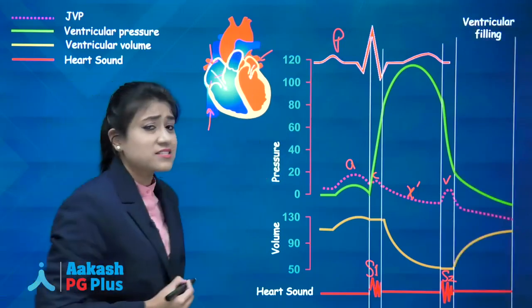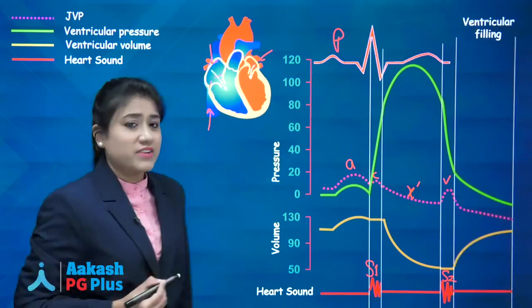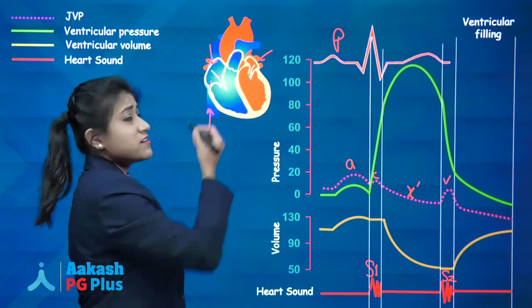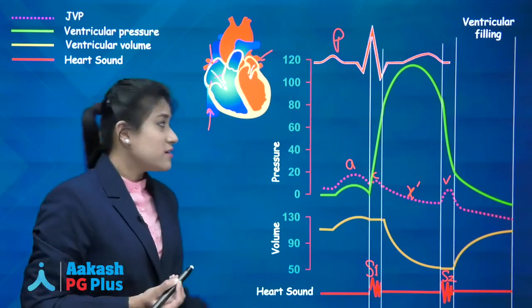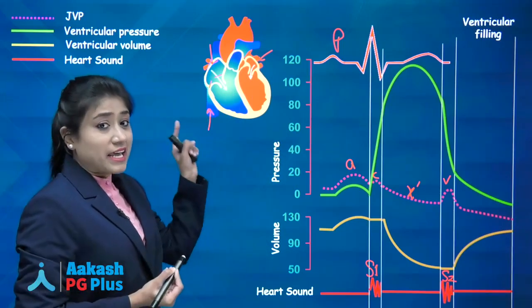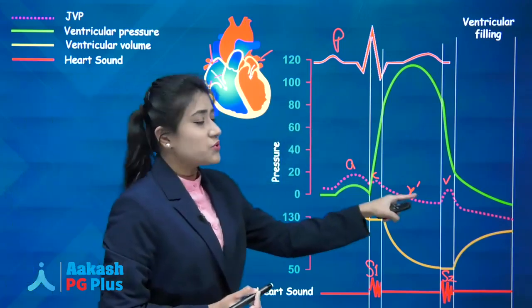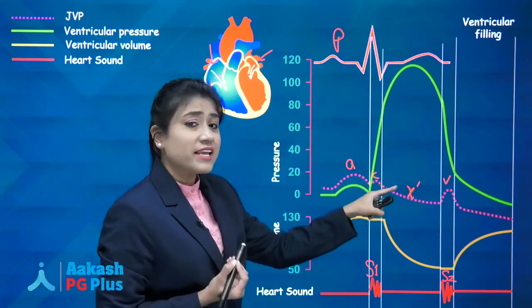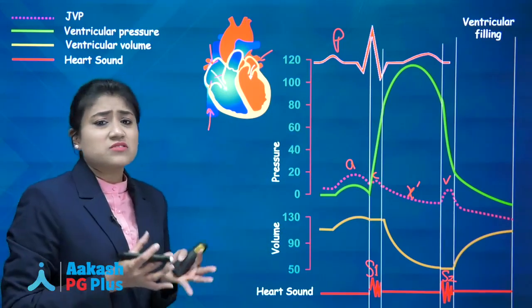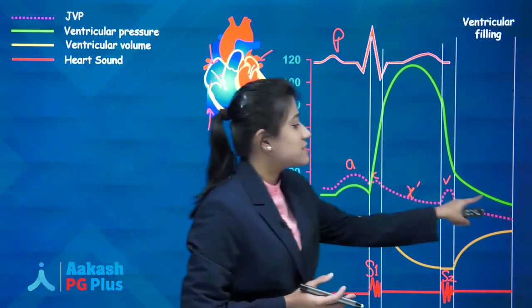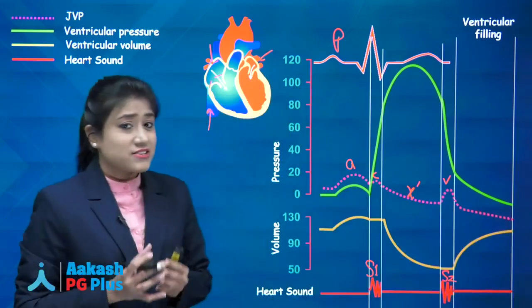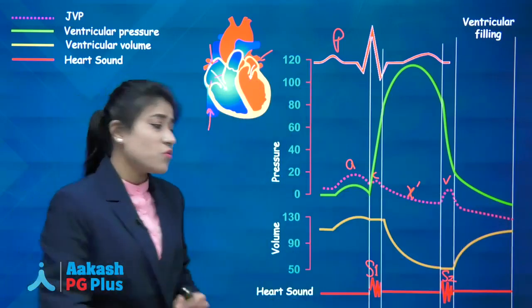Now, what is the next phase? Next phase is your ventricular filling. It starts when your AV valves get open. So, now AV valves get open and now blood is coming from the atria into the ventricle, leading to what? Ventricular filling. And remember guys, here ventricle is very relaxed, so its pressure is decreasing.